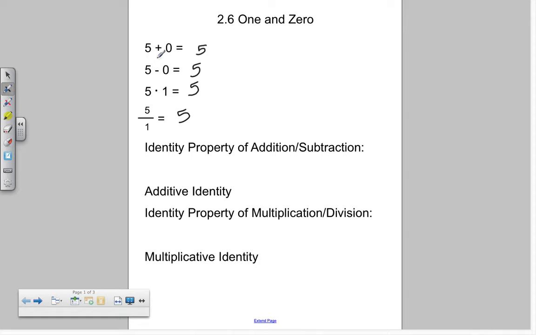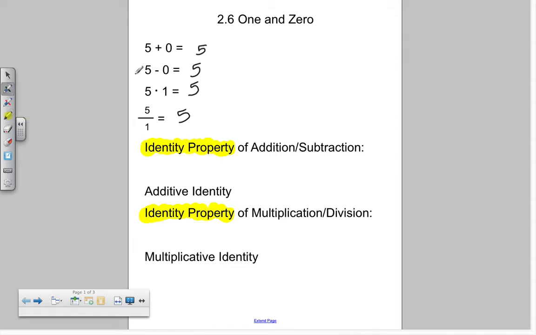I started with 5, I did something to it, and I ended up with 5, right? So what this is called, to put a name to it, is the identity property. Okay, and down here you'll see it again, identity property. It's all about 5's identity. What is 5's identity? 5. That's how I remember it. So to be specific, the identity property of addition and subtraction means that if I start with a number and I add nothing, or I add 0, or I start with that number and I subtract 0, I will end up with the same outcome.